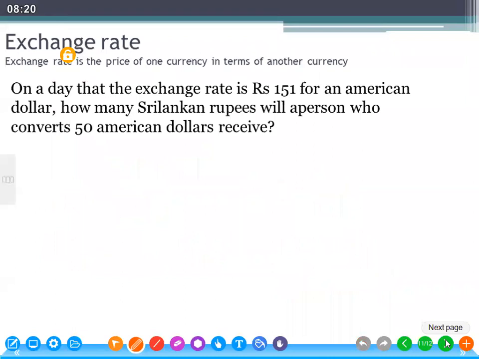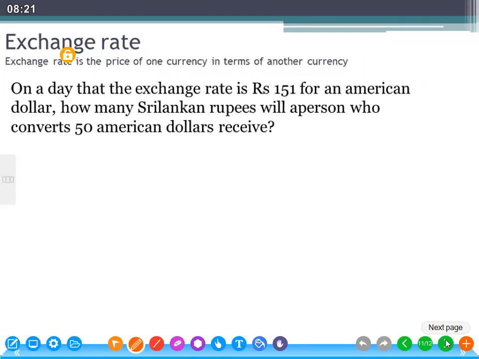Students, I hope you'll understand about the three methods. The first one is the unitary method, the second one is using the definition, and the third one is algebraically. So finally, we are going to see about the exchange rate. For this exchange rate, you can use any one of the methods, according to the questions. So first, see what is exchange rate. The exchange rate is the price of one currency in terms of another currency.